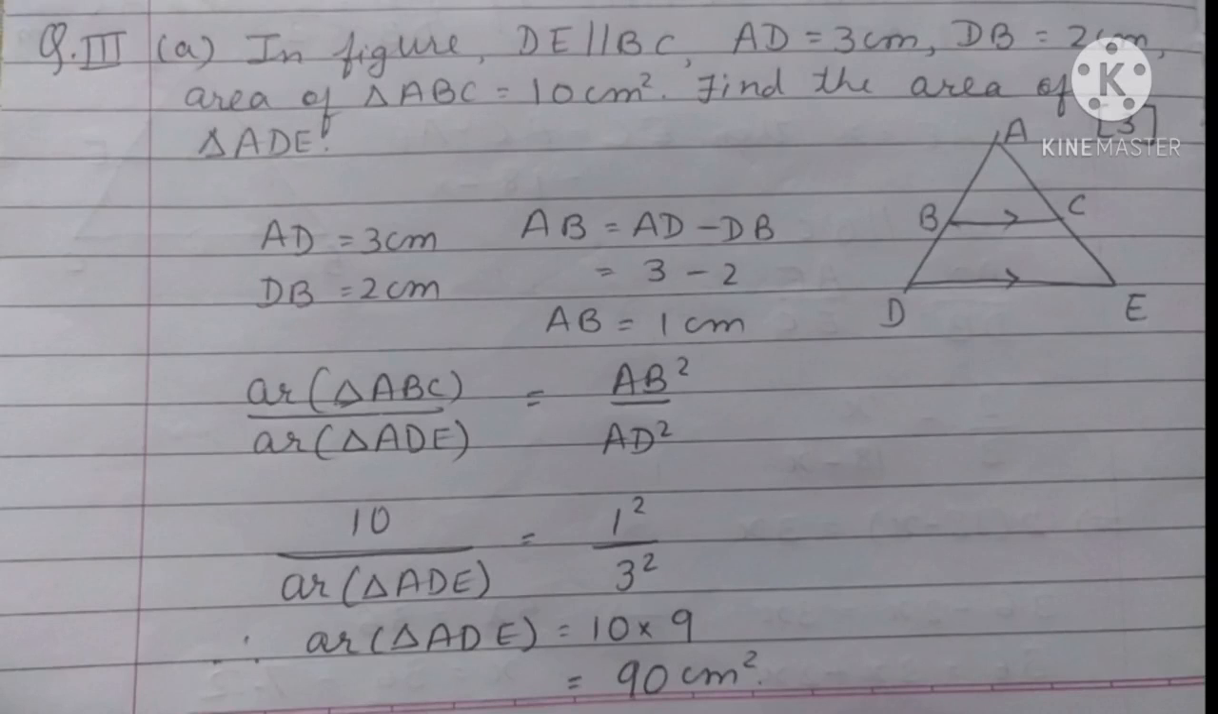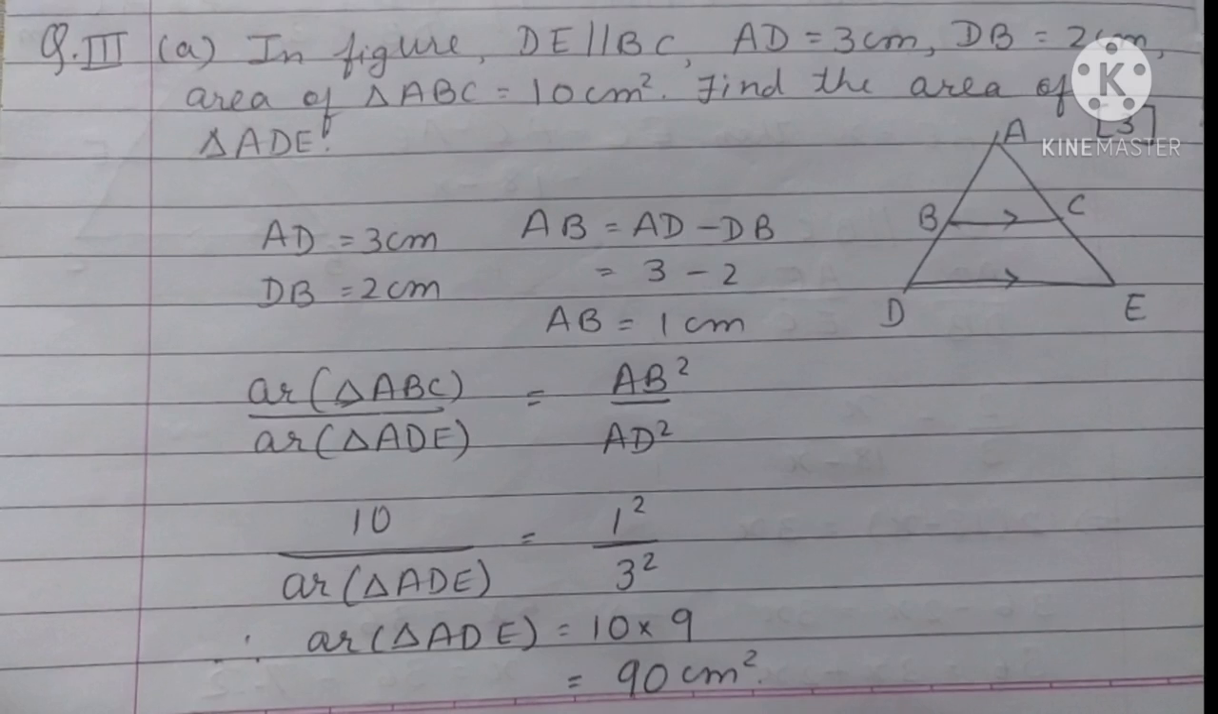Question 3a. In the figure, DE is parallel to BC, AD is equal to 3 cm and DB is equal to 2 cm. Area of triangle ABC is equal to 10 cm square. Find the area of triangle ADE. So you can see the figure given here, with AD and DB values given to you. So write it down. AB is equal to AD minus DB, which is 3 minus 2. So AB is equal to 1 cm.